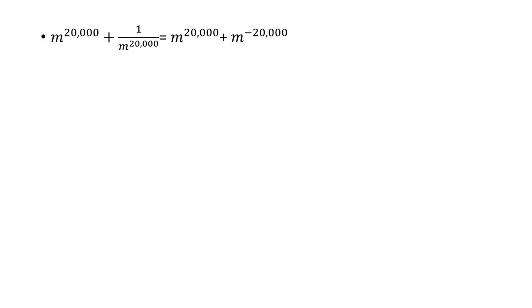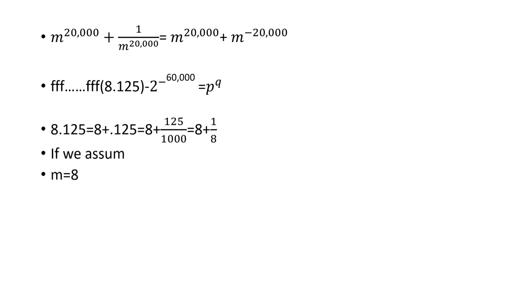This relation right here, m to the 2 to the 10,000 plus 1 over m to the 2 to the 10,000, furthermore can be written as m to the 2 to the 10,000 plus m to the minus 2 to the 10,000. Now let's go back to 8.125, which minus 2 to the minus 60,000. We want to see how we can simplify that.